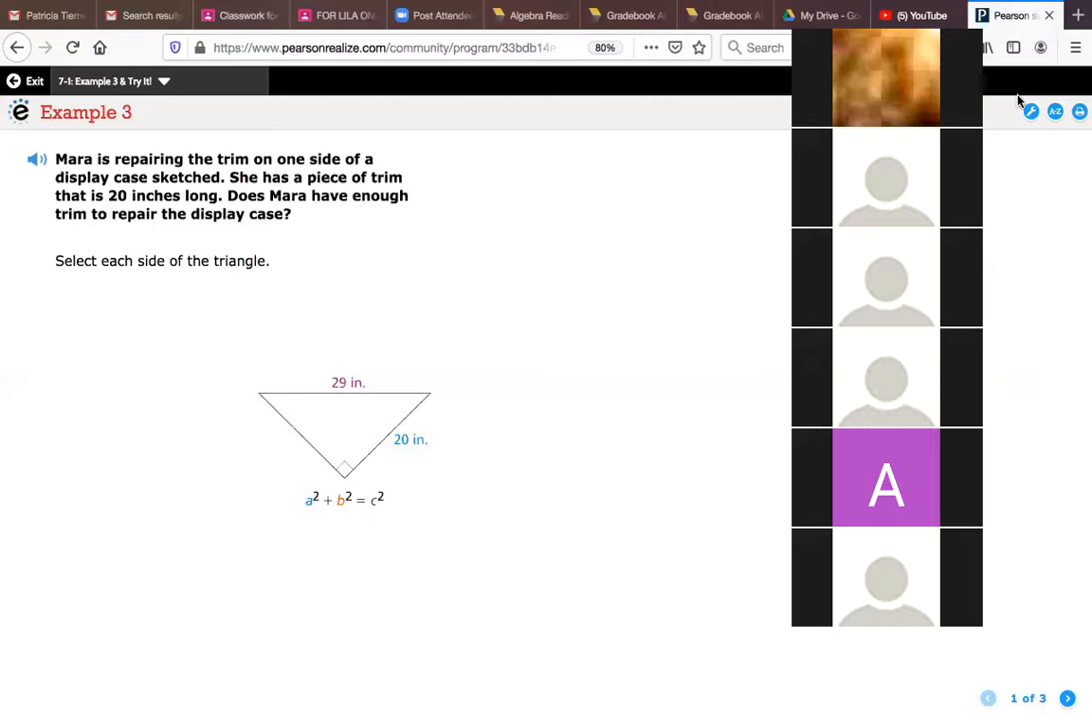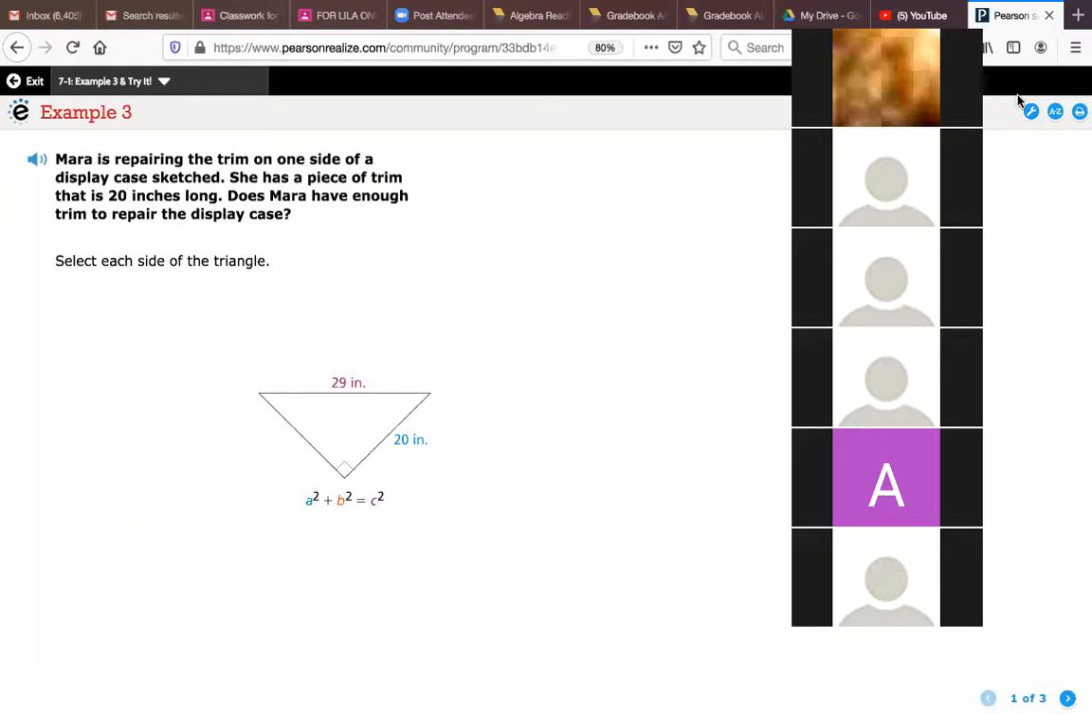I got, so first I changed 20. Okay. So I did 20 times 20. And I did the same with 29. And so I got 400 plus b squared equals 841. Perfect. 400 plus b squared equals 841. Okay, what's our next step?